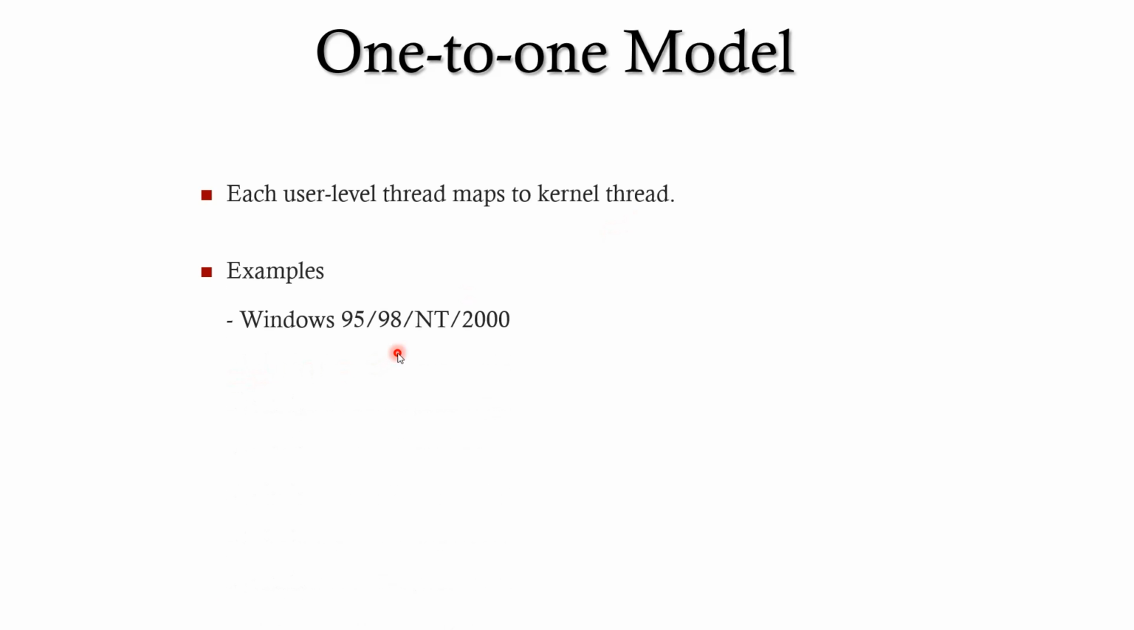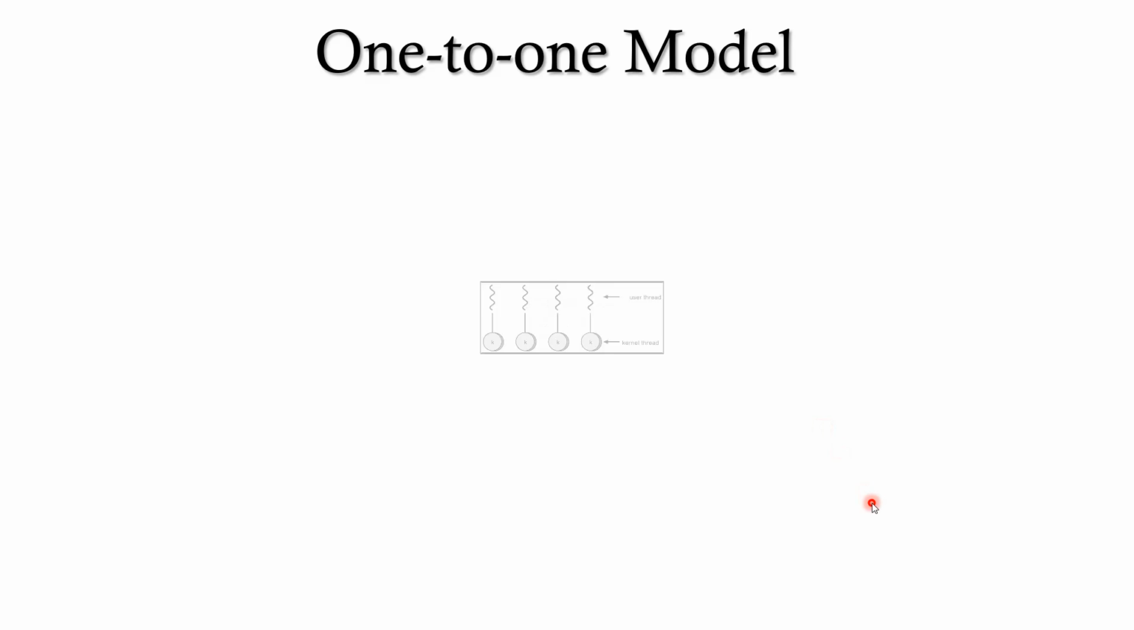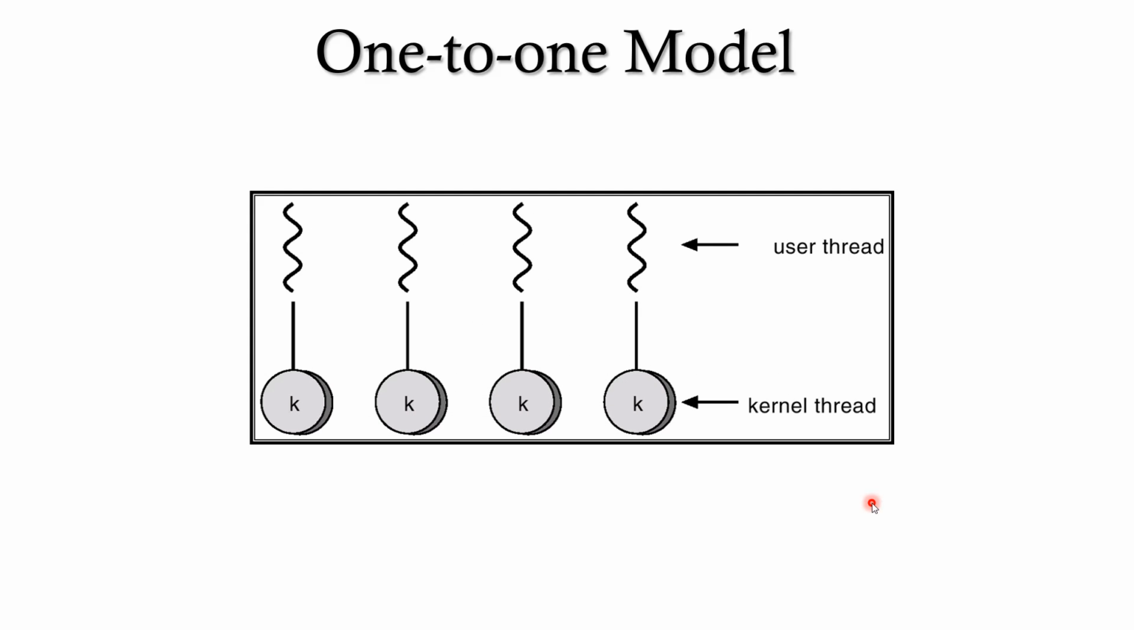Next is the one to one model. In the one to one model, each user level thread maps to a kernel thread. Examples: Windows 95, 98, NT and 2000, or OS/2. If we look at this particular image, it will give you an idea of the one to one model. There are several kernel threads and there are several user threads. Each user thread is mapped to a single kernel thread.